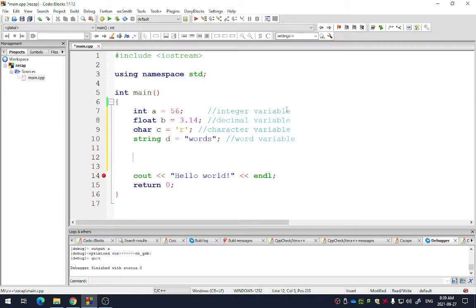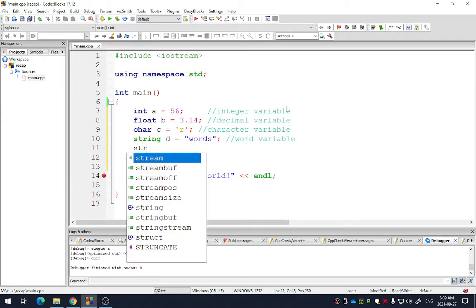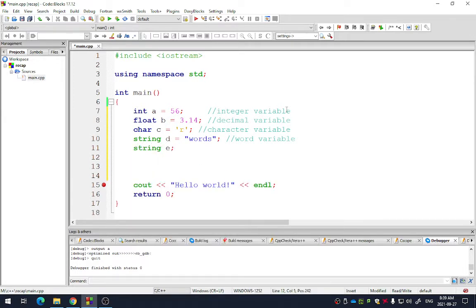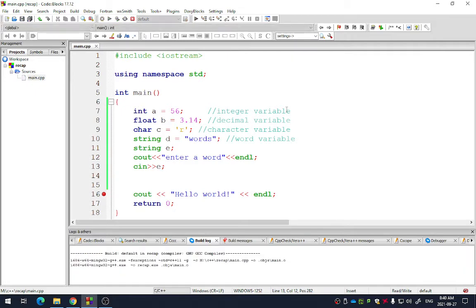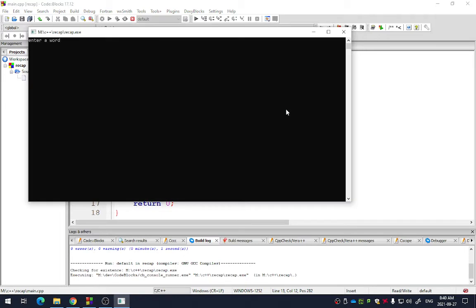We also learned that you can ask the user to type in a variable. So let me make another variable here called string E. Cout. Enter. Oops. Enter a word. Okay. And when I do that, I write the word CIN, and if I put my variable there, it will cue the user to type that word in. Let's try that. Enter a word. Okay? Fred. There you go.